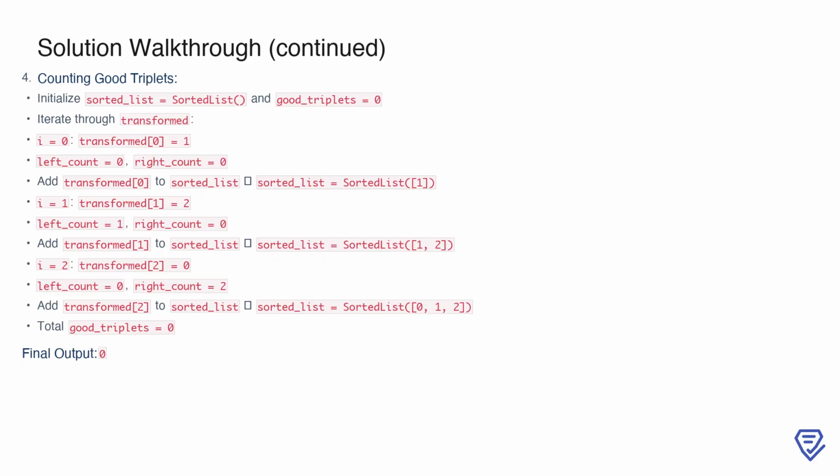For the third element, 0, there are no elements smaller than it to the left, so left_count is 0. There are two elements greater than it to the right, so right_count is 2. Adding 0 to the sorted list updates it to [0, 1, 2]. After processing all elements, no good triplets are identified, so the total remains 0. The output for this example is 0.